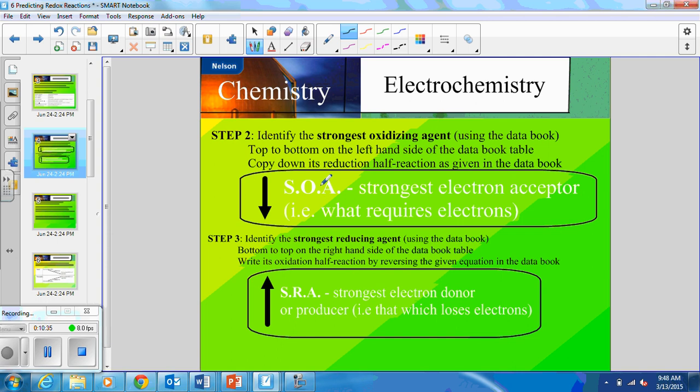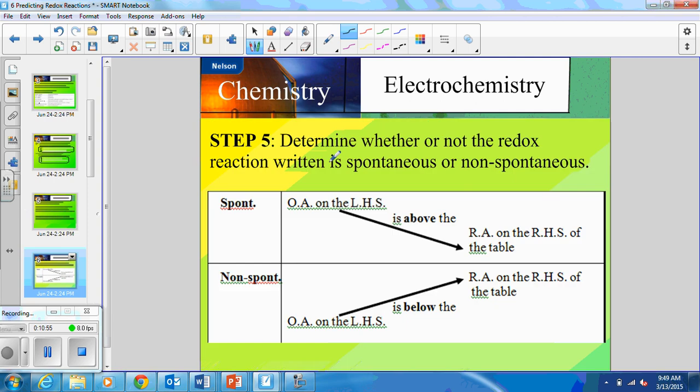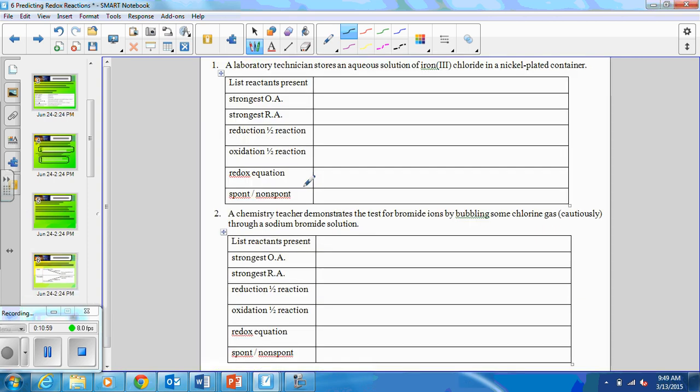Okay, step 2, we identify the SOA by scanning from top down on page 7. Then we identify our SRA from scanning the bottom up. Our fourth step, which didn't come up in the last question, but will come up in the next example, is if the electrons aren't balanced with each half reaction, then we do have to balance those in order to cancel them out. So our fifth step, we predict the spontaneity. Let's take a look at another example.